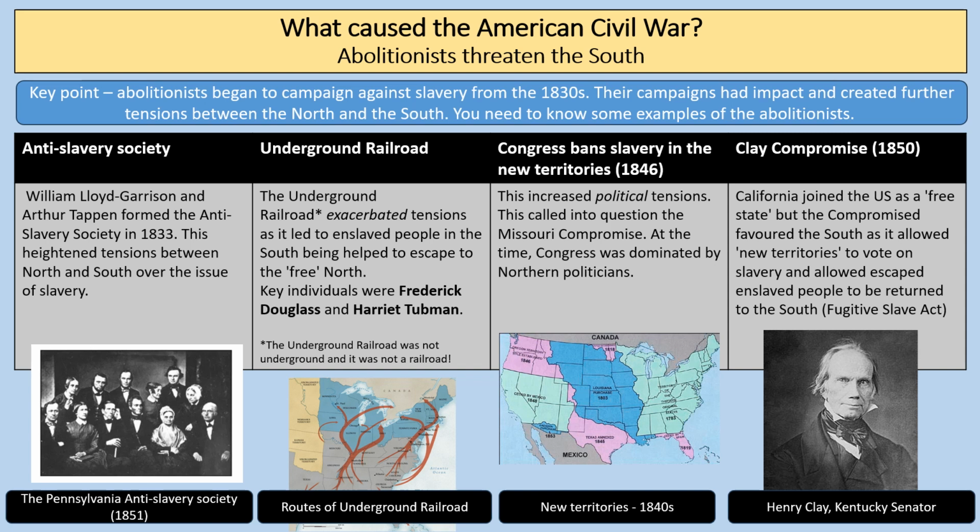Now, another key event to know about is that Congress banned slavery in the new territories in 1846, and that increased political tensions and called into question the Missouri Compromise. At the time, Congress was dominated by Northern politicians.